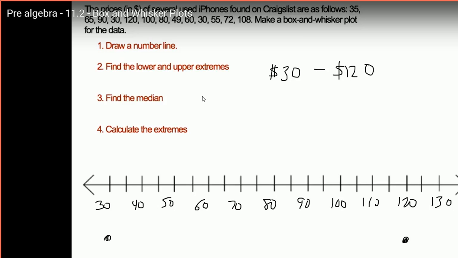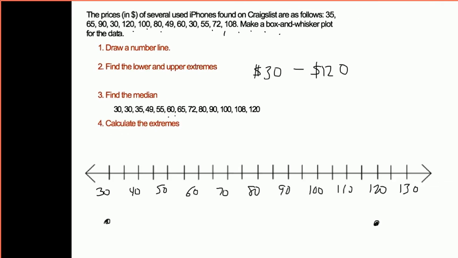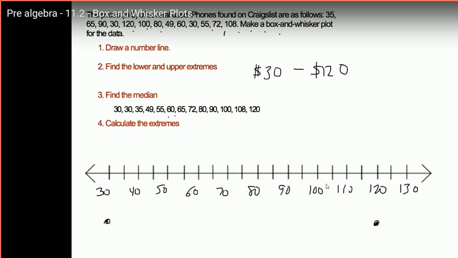Let's see. So in order to find the middle of my data set, I actually have to make sure they're in order. So I go from 30 to 65, 90, okay, so far in order. But then back down to 30. So let's take a second and put all these in order. All right, so I've ordered the data here, so let's find the median. Now, this is the order, which is 30, 30, 35, 49, 55, 60, 65, 72, 80, 90, 100, 108, 120.